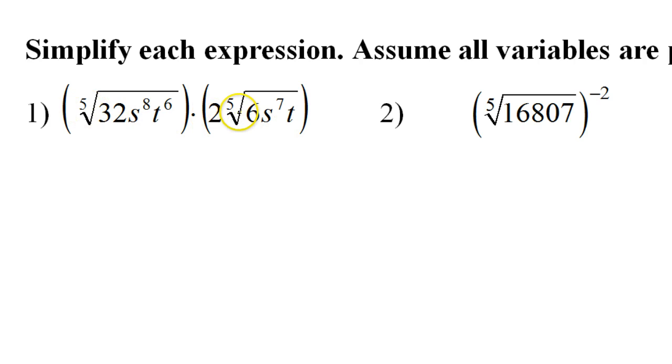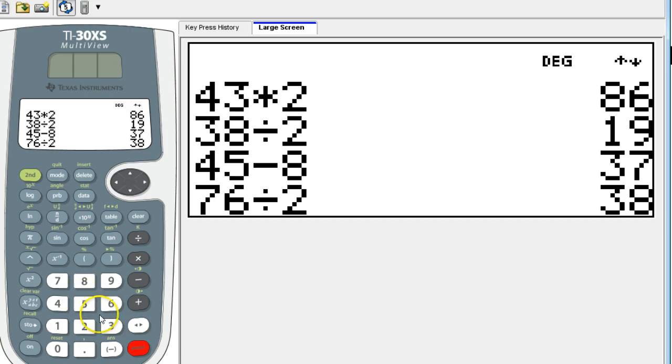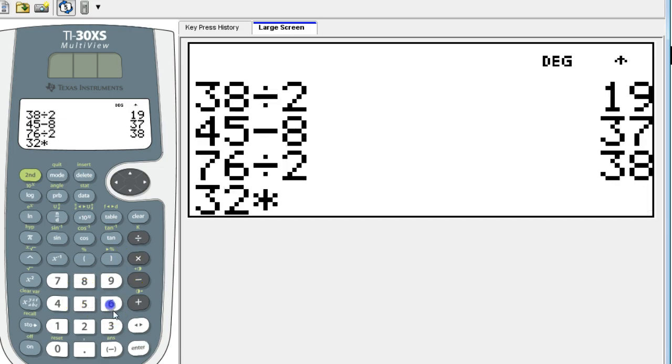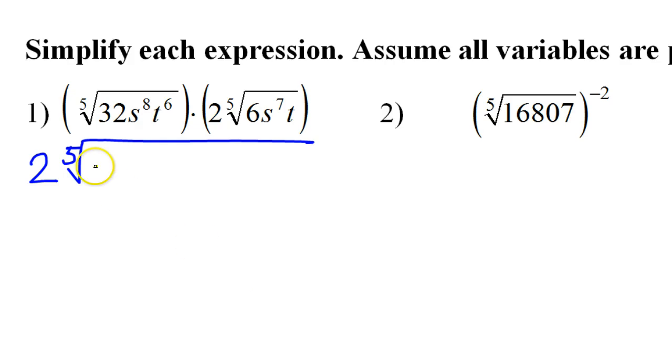Notice that the roots are the same, so when it comes down to it, we can multiply the stuff on the inside here. Now this 2 is in the front, so it's going to stay in the front. So let's put that out there. But now we have the fifth root of stuff. Alright, and what do I have? I have 32 times 6. Alright, that's 192.